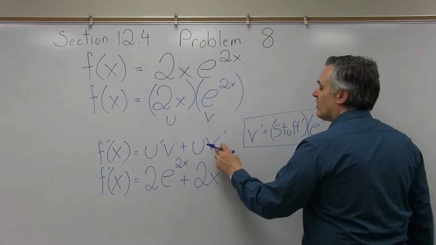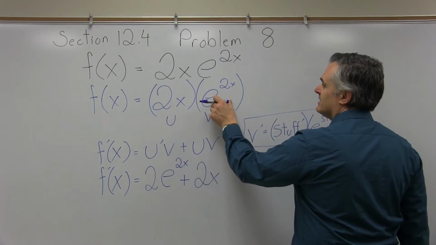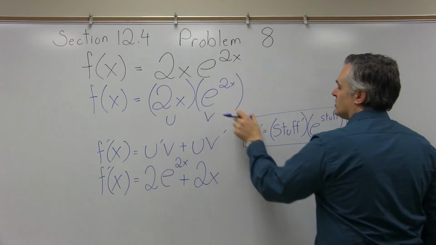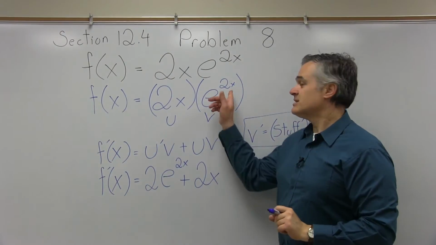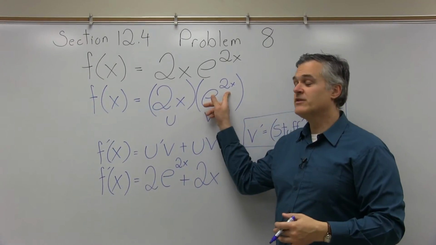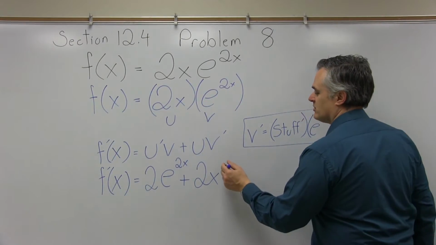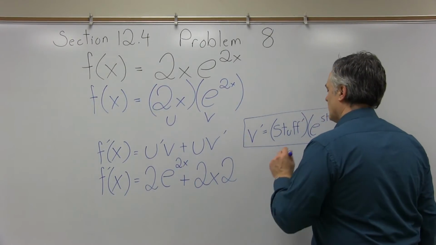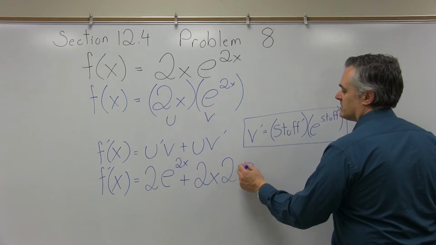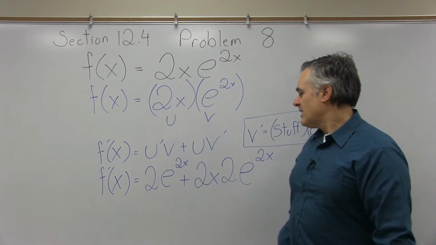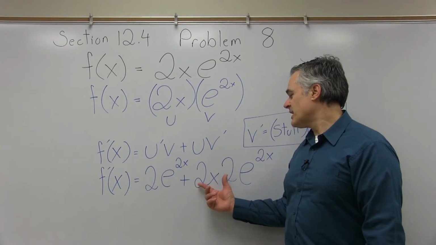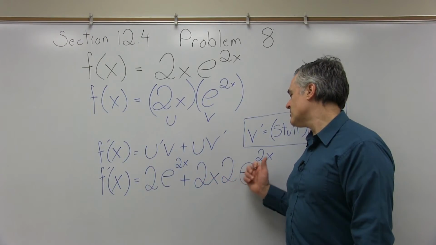And then v prime. So v is e to some stuff, so v prime, you'll have stuff prime. So the stuff is 2x, so the derivative of 2x, as we saw, is just 2. And then you leave the e to the stuff the way it is, so e to the 2x. And that is the answer, but I have 2 times 2 times e to the 2x.